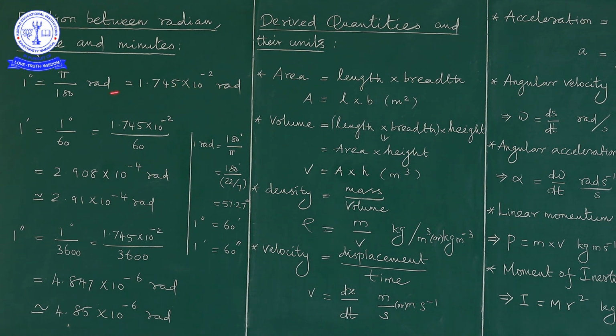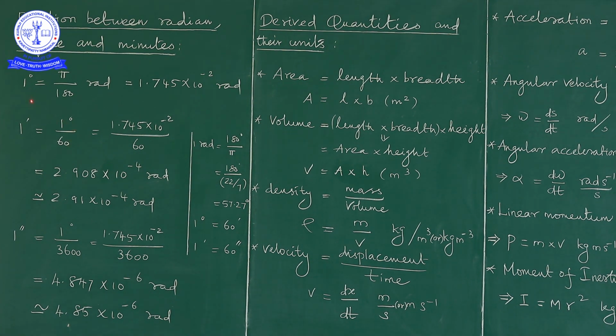How it comes: while doing the mathematical calculation, 1 degree becomes 1.745 into 10 to the power of minus 2 radian. And next we have to move to the conversion of minute into radian. So first we discussed degree into radian. Next we are discussing minute into radian. So look here, 1 minute is equal to, already we know the value. 1 minute is nothing but 1 degree by 60. It is the ratio of 1 degree by 60.